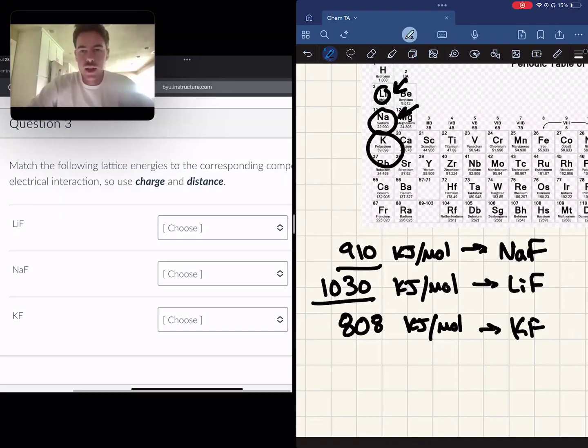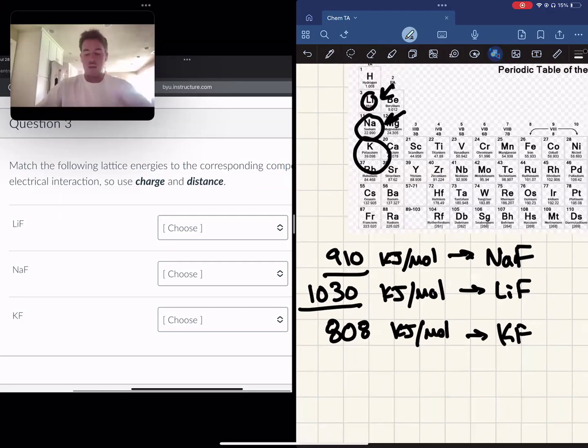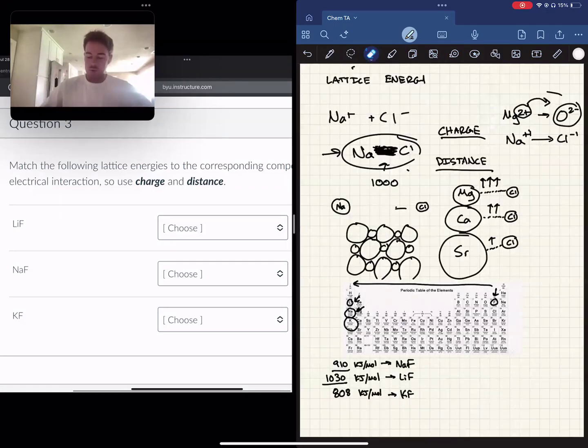Okay, let's see. Lattice energy, naming. So we went through polyatomic ions. We went through lattice energy. The only other thing you guys mentioned was hybridization. Okay. So let's do that.